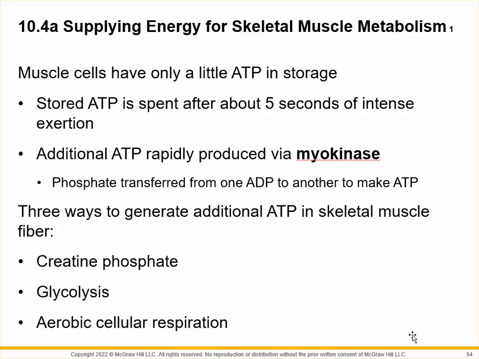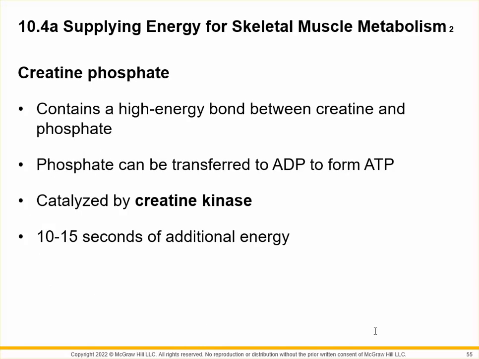But there's 3 ways that we generate more ATP. The first way is creatine phosphate. The second way is glycolysis, which you remember only gives us 2 ATPs, and lactic acid. And the third way is aerobic respiration in mitochondria, where we get 36 ATPs and carbon dioxide and water as the byproducts from one glucose, rather. So the first thing we'll look at is creatine phosphate.